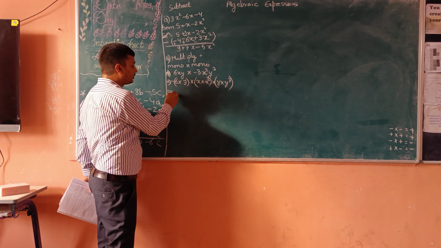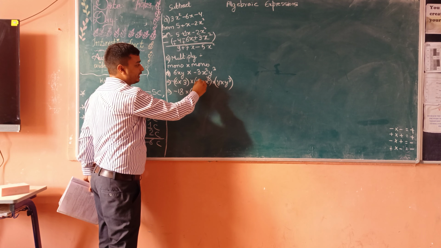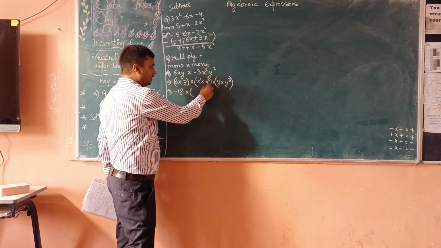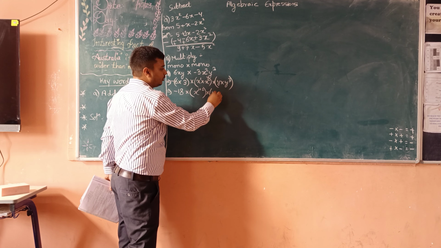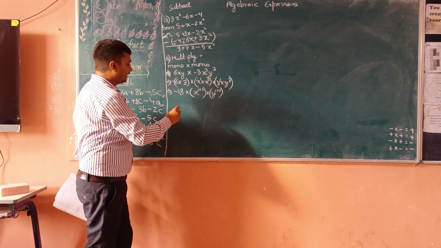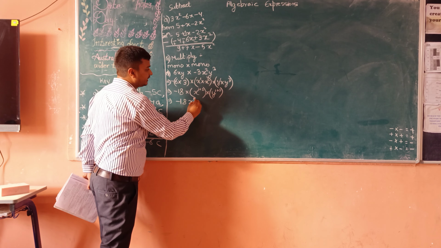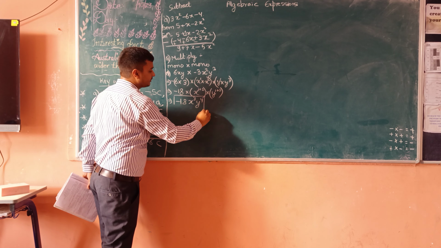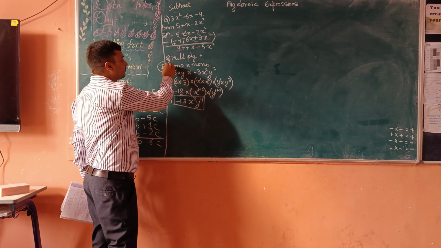Now let us follow the same method. 6 threes are 18, minus 18 into x square. X with nothing written has power 1. Already exponent and power I explained to you. If the base is same, power will be added. 1 plus 2 for x, and for y, same base, power 1 plus 3. Then I can write here the answer: minus 18 x to the power 3, y to the power 4. So this is the correct answer for multiplication. This is a type 1 problem, monomial into monomial.